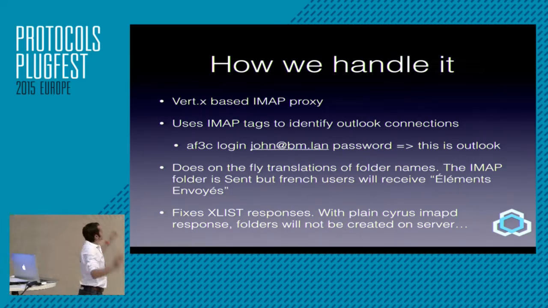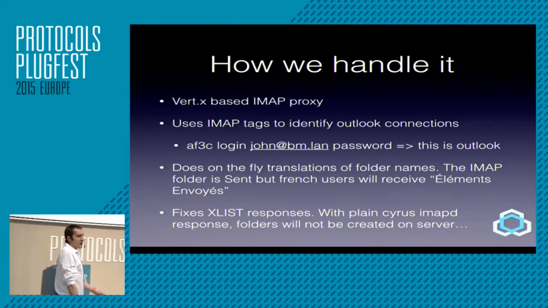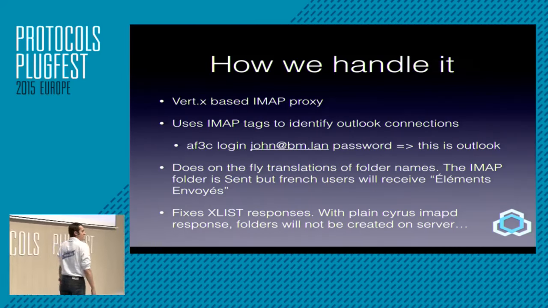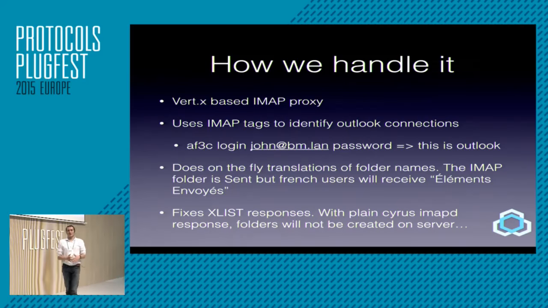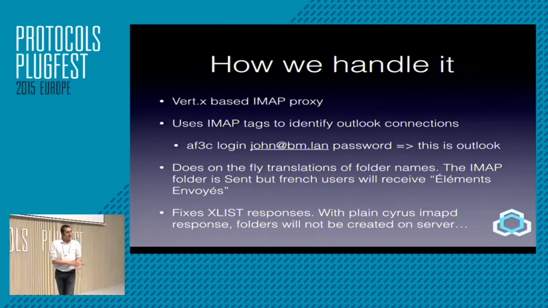So how do we manage that? We introduce an IMAP proxy because we wanted to tune the response we give to Outlook, so Outlook receives exactly what it expects.